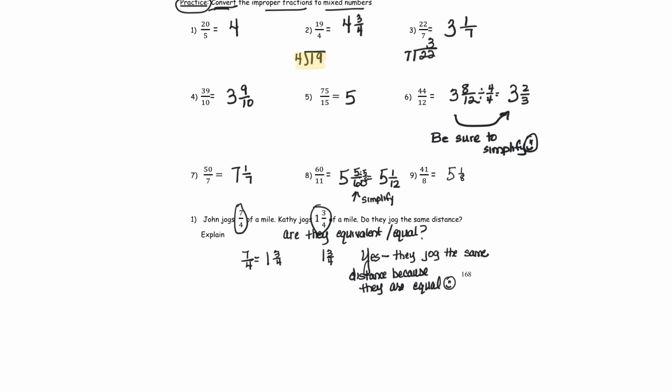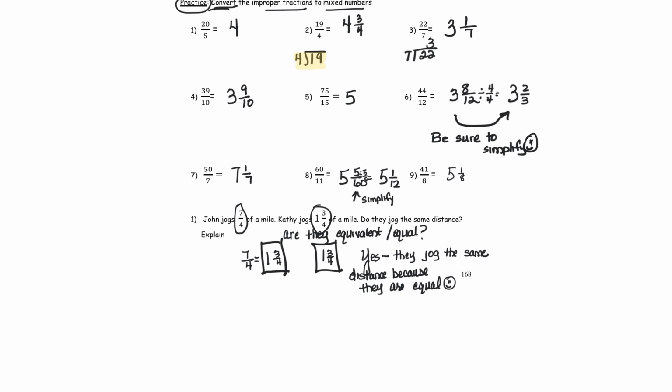For the word problem at the bottom, John jogs 7/4 of a mile. Kathy jogs 1 3/4 of a mile. Do they jog the same distance? Explain. Basically, the question is asking, are they equal or equivalent? And the answer is yes. They jog the same distance because once I changed my improper fraction into a mixed number, I could see that they are equivalent. Or I could have done it the other way around. I could have changed my mixed number to an improper fraction. So the answer is yes.